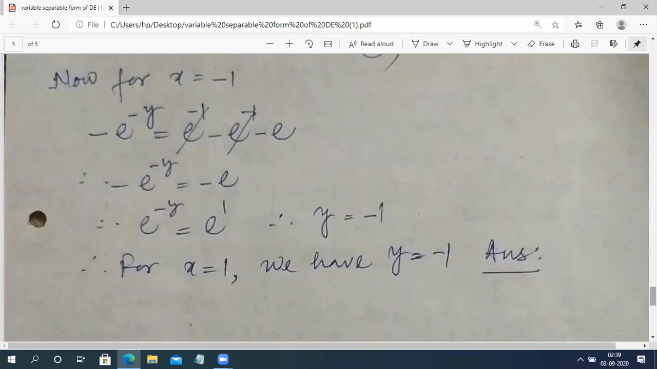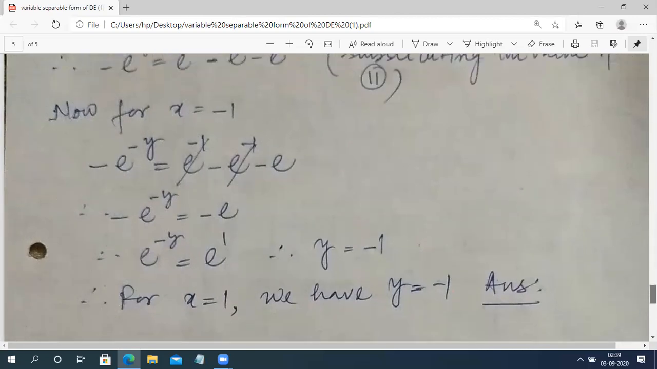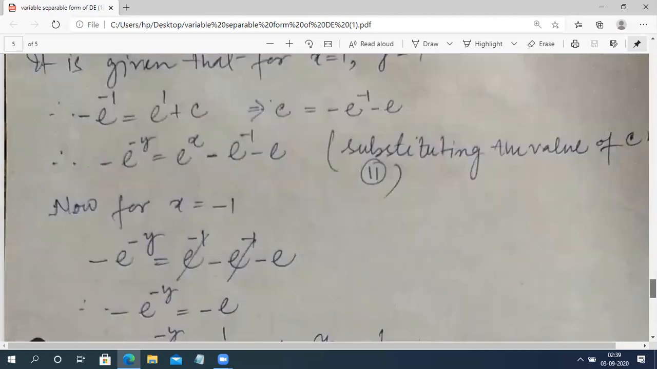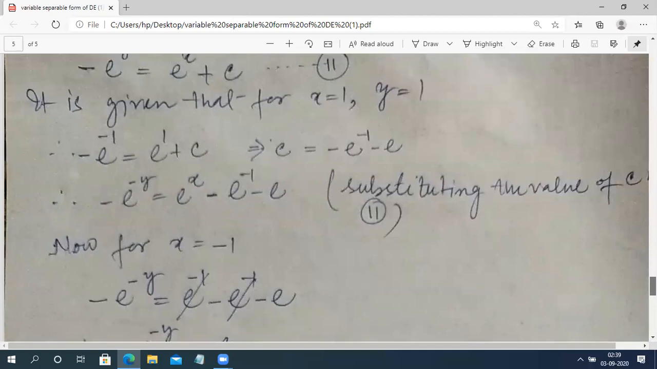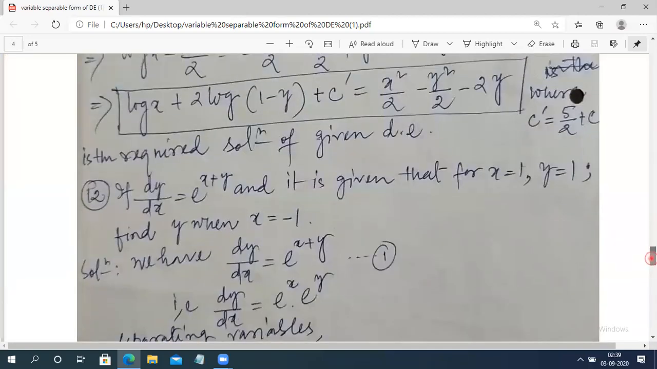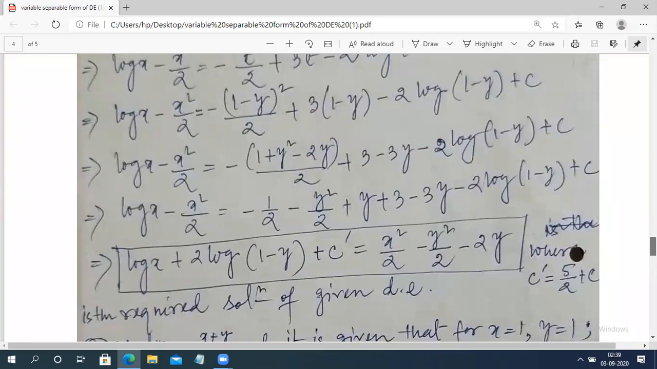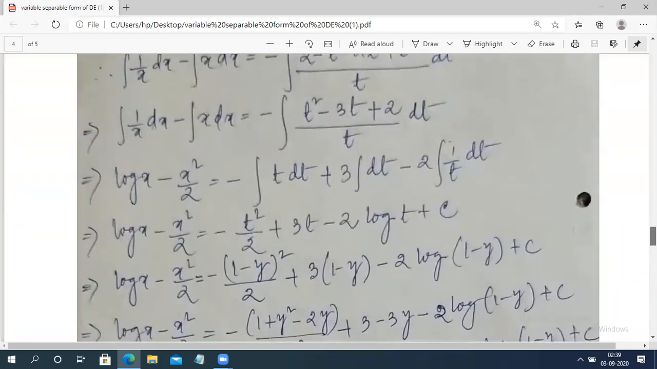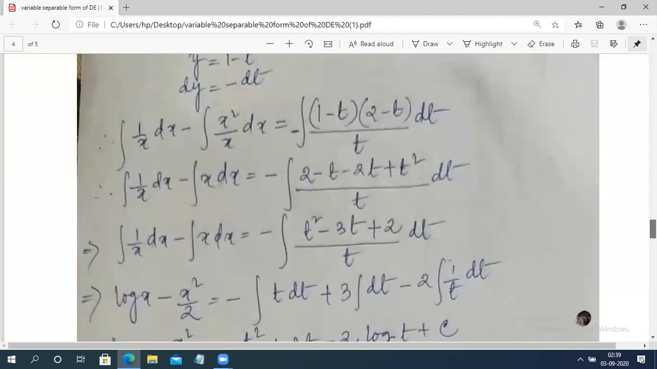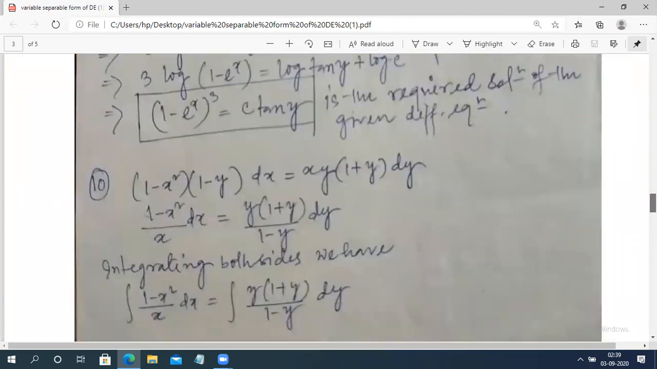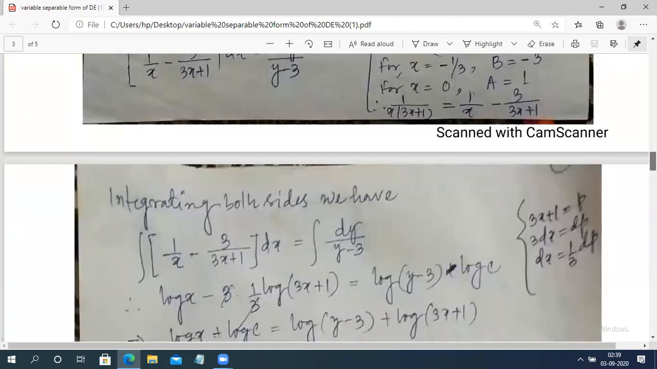So this way we can find the solution of a differential equation in which variables can be separated out very easily. Is it clear now?